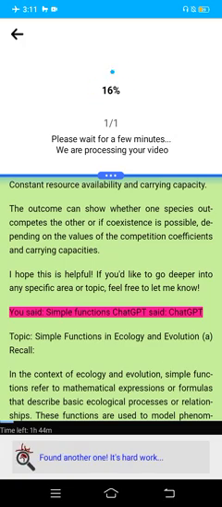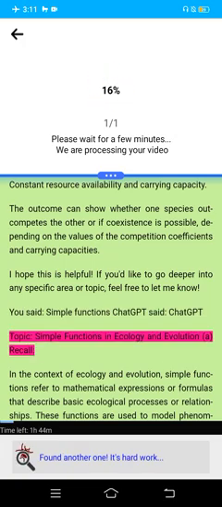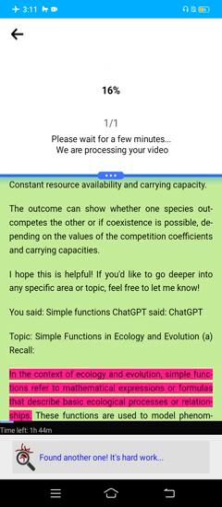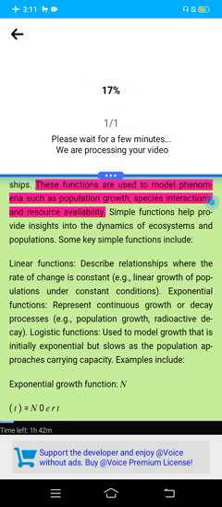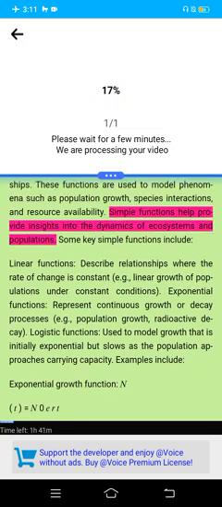ChatGPT said, Topic: simple functions in ecology and evolution. Recall. In the context of ecology and evolution, simple functions refer to mathematical expressions or formulas that describe basic ecological processes or relationships. These functions are used to model phenomena such as population growth, species interactions, and resource availability. Simple functions help provide insights into the dynamics of ecosystems and populations.